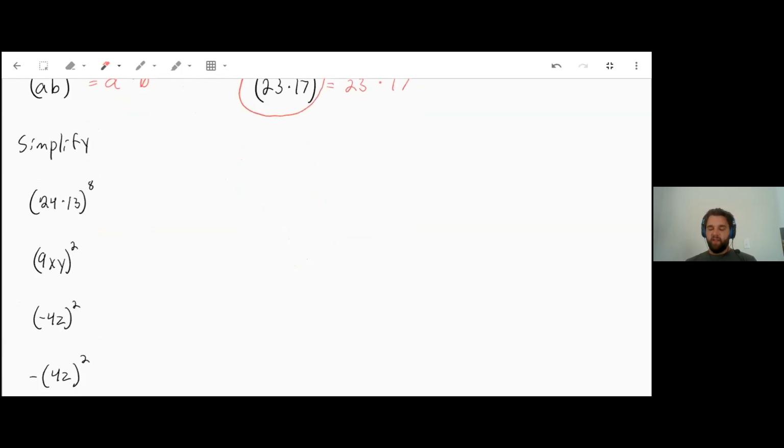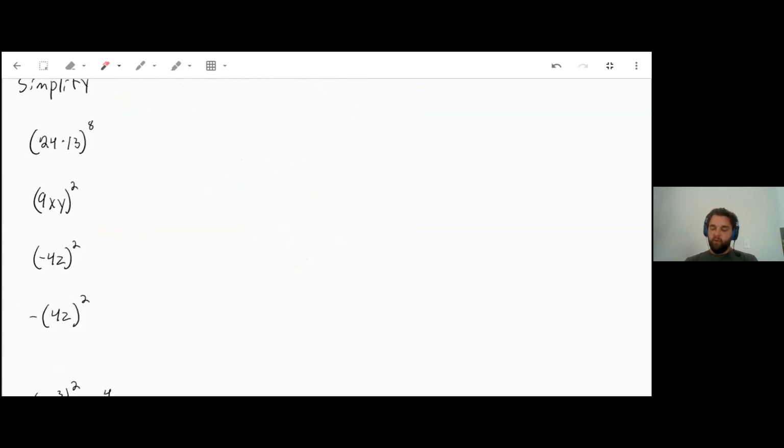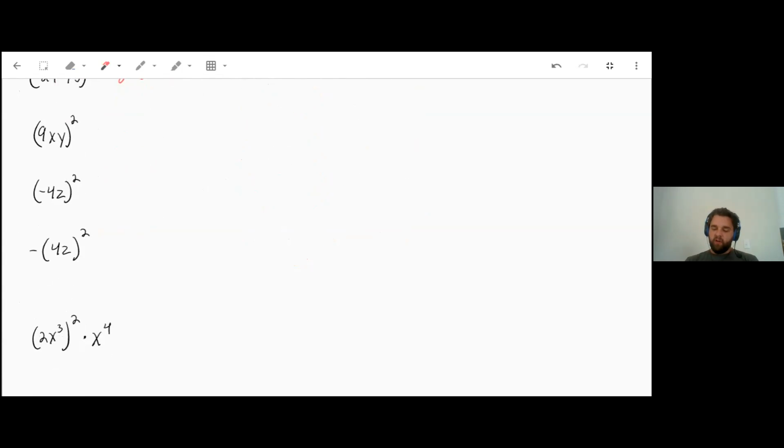Let's go and do some more like this. So 24 times 13, our power of 8 can go into both parts. So we'll get 24 to the 8th times 13 to the 8th. This next one, our 2 can go into each part, which in this case is all three parts. So you could have a 9 squared, and then an x squared, and then a y squared. And if you wanted to, because you know that 9 squared is 81, you could simplify that. So you'd have 81x squared y squared.